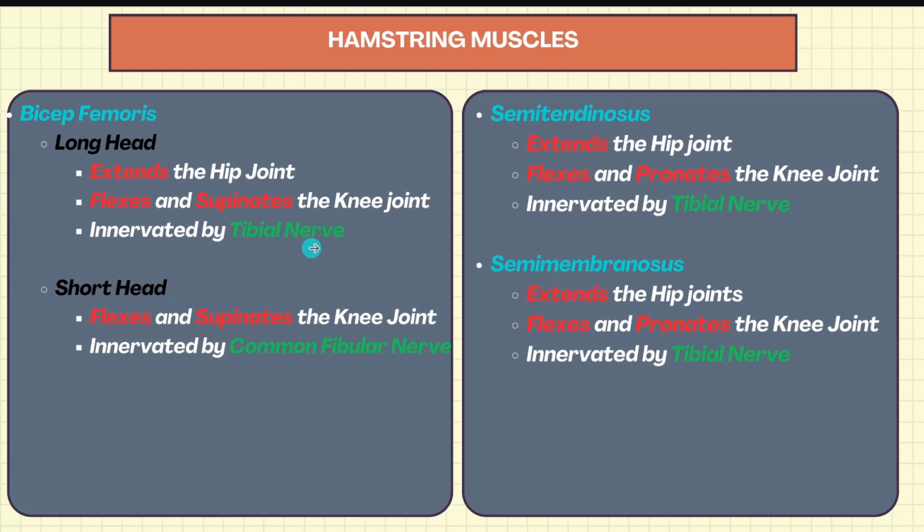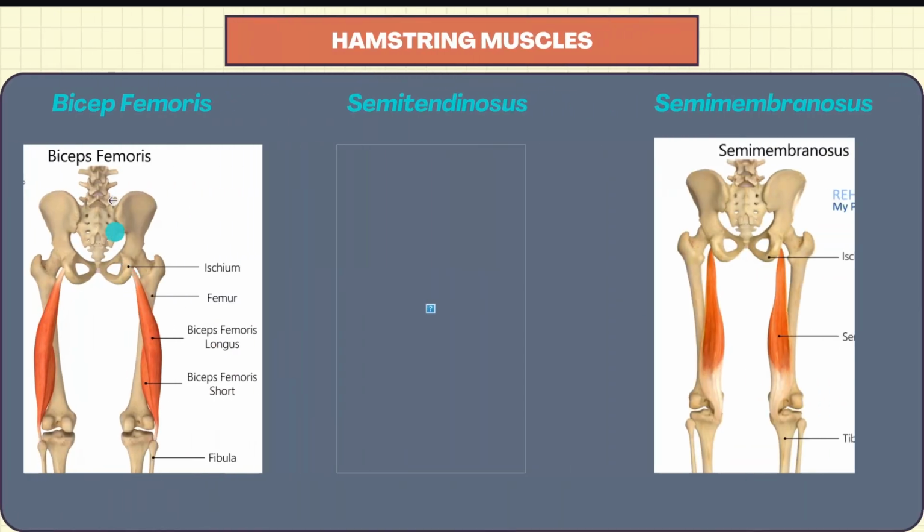And it's innervated by the tibial nerve. However, for the short head, it's going to be innervated by the common fibular nerve. And the semitendinosus is not showing over here either. However, these are the images, so you can maybe tell between the origin and the insertions.